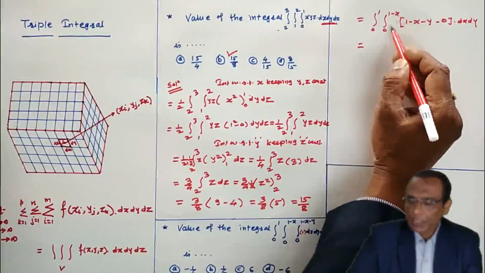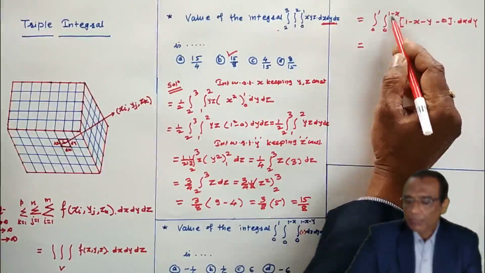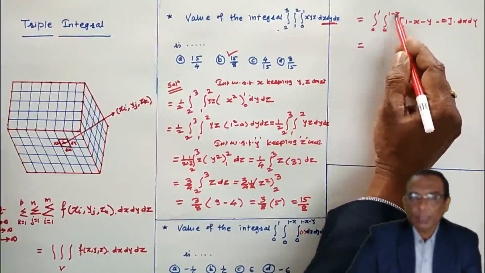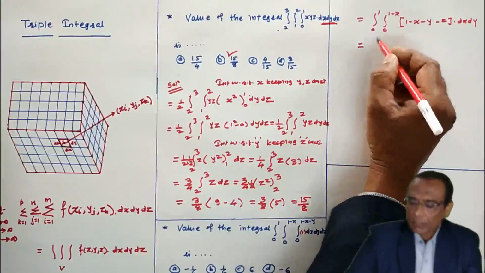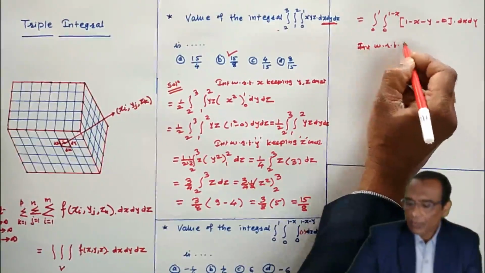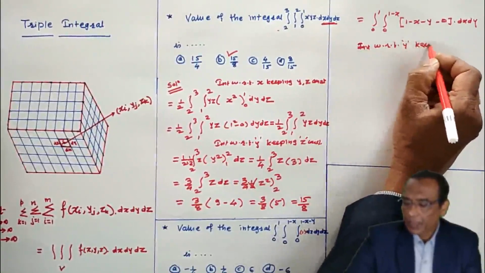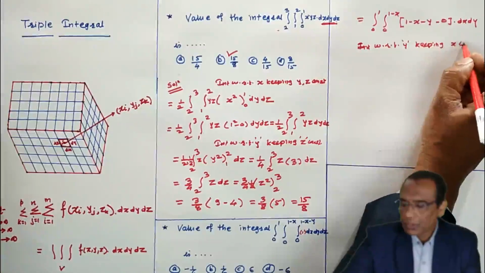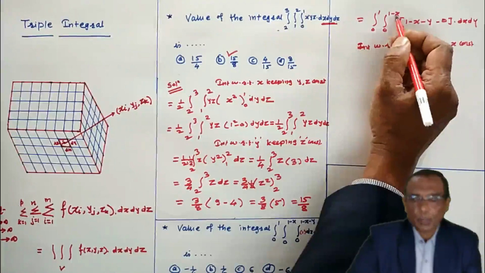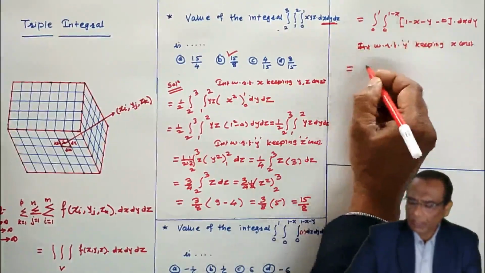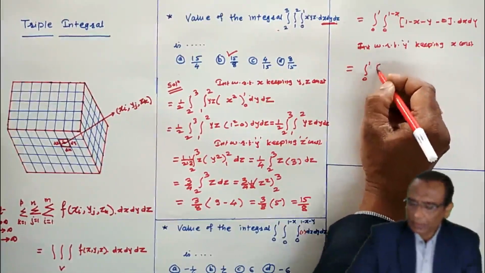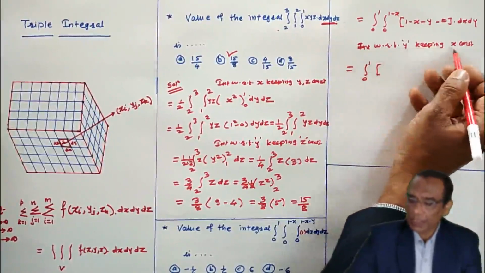Why am I integrating with respect to y? Because the limits of the first integral, this is first now, this is second, are given in terms of x. Therefore, integrate with respect to y first, keeping x constant. Because these are the values of y now. They are given in terms of x. That we have done in single integral, that we have done in double integral. Integrate with respect to y, keeping x constant.